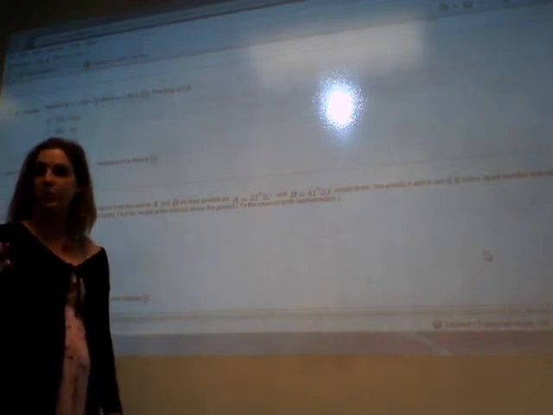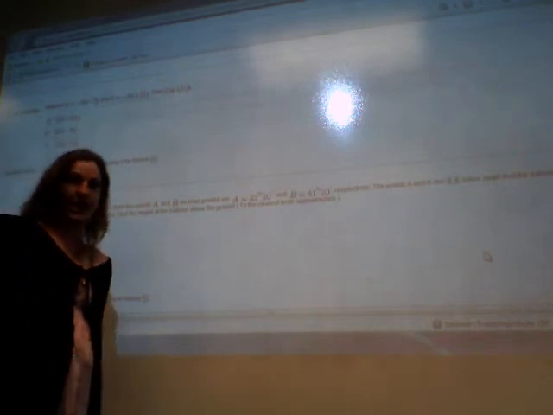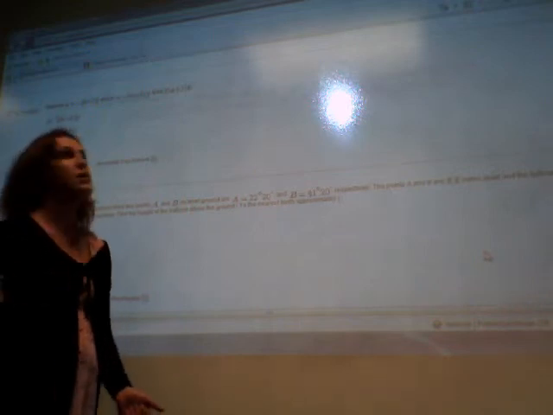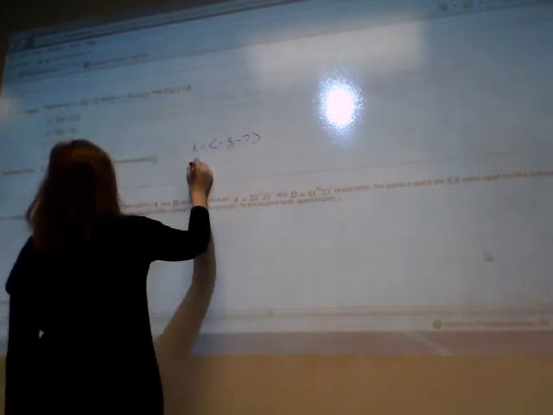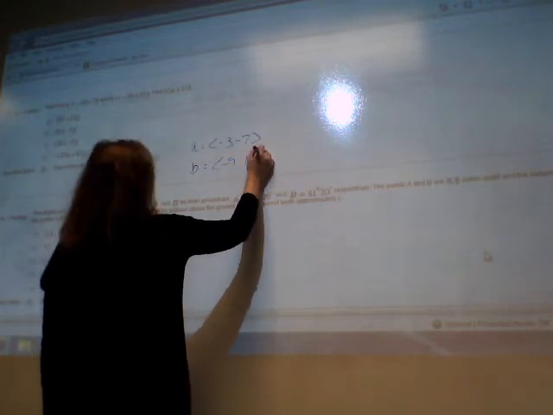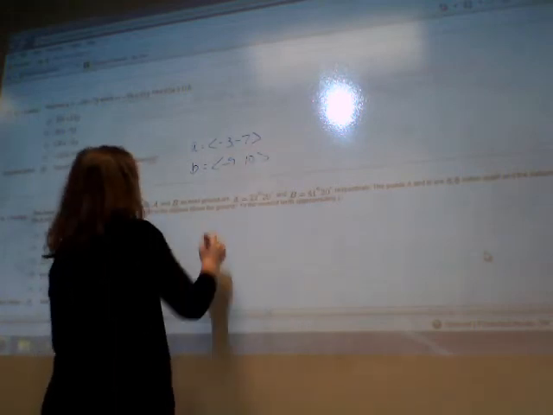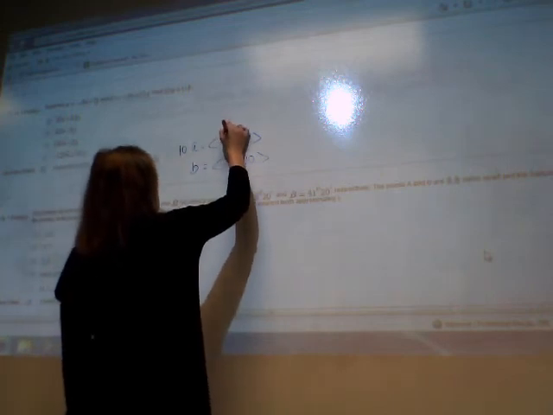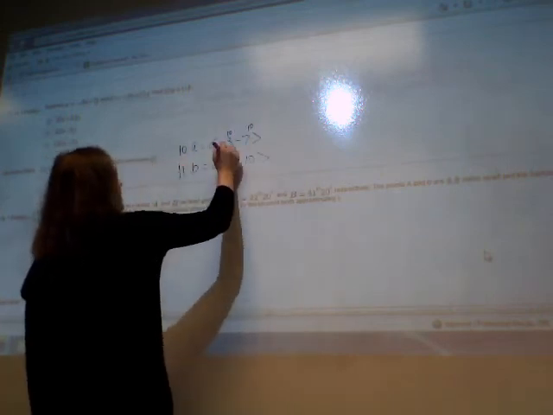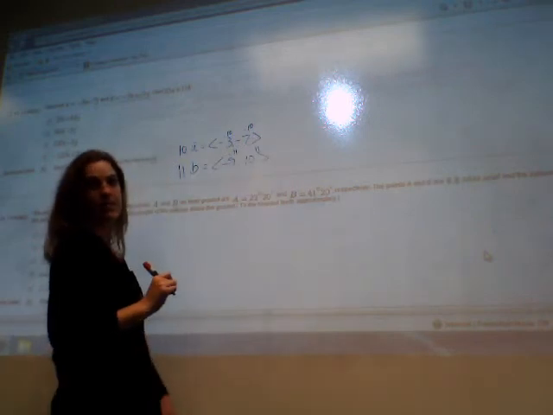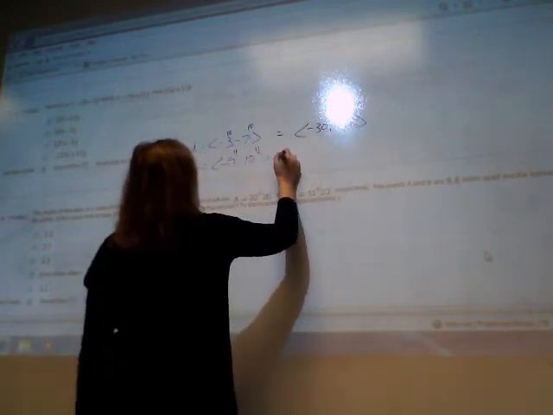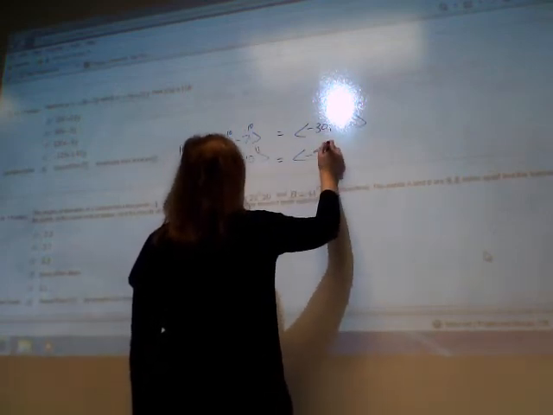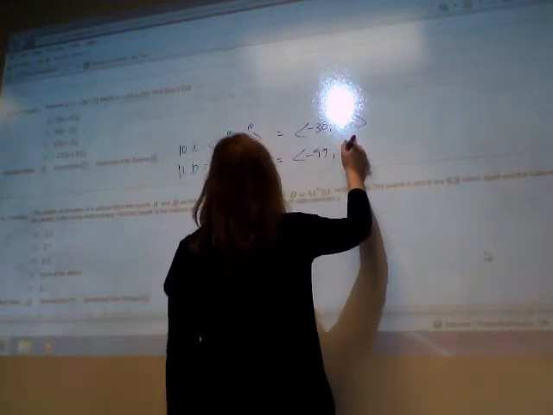Okay, we're finding 10a plus 11b. What does multiplying a scalar do? It just stretches it out, right? And all I'm going to do is multiply it by each part. So what I have here is that a is equal to negative 3, negative 7, and b is equal to negative 9, 10. I'm multiplying a by 10 because I want this to be 10a. So that just simply becomes times 10 and times 10. We want that to be 11b, so times 11 and times 11. Make sense? So a is equal to negative 30, negative 70, and b is equal to negative 99 and 110.